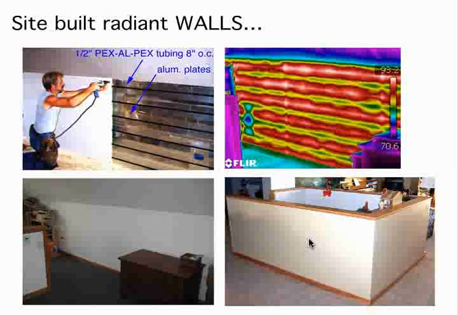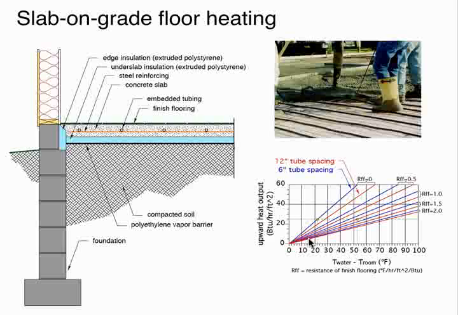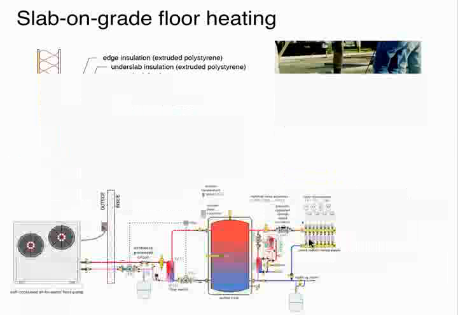Speaking of radiant floors, a slab-on-grade system can work well here. Ideally, we want no finished floor resistance or very low finished floor resistance and relatively close tube spacing. Ideally, 6 to 9 inch spacing would give you relatively low water temperatures, in some cases under 100 degrees Fahrenheit. That's going to be very compatible with that low temperature performance characteristic that these heat pumps have.